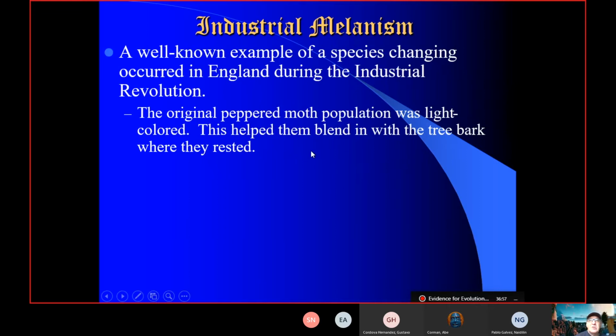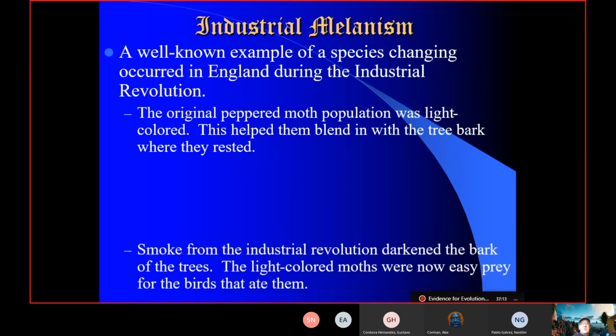and this helped them with camouflage against the tree bark where they rested during the day, because birds like to eat these moths if they can see them. So it was an advantage for them to be light colored because the tree bark was light colored also, and that way the birds would not see them.